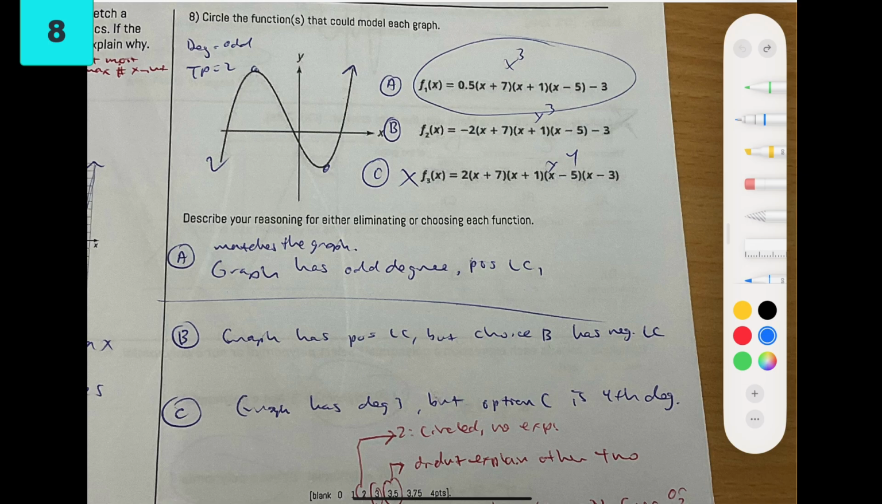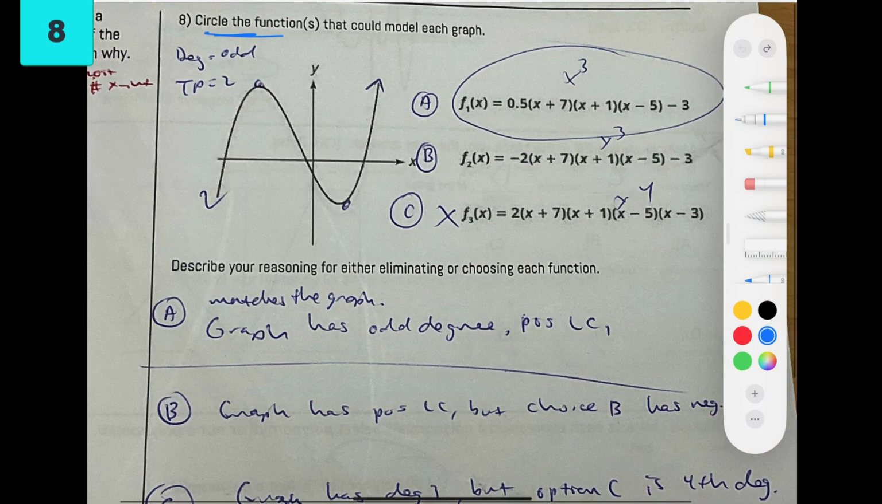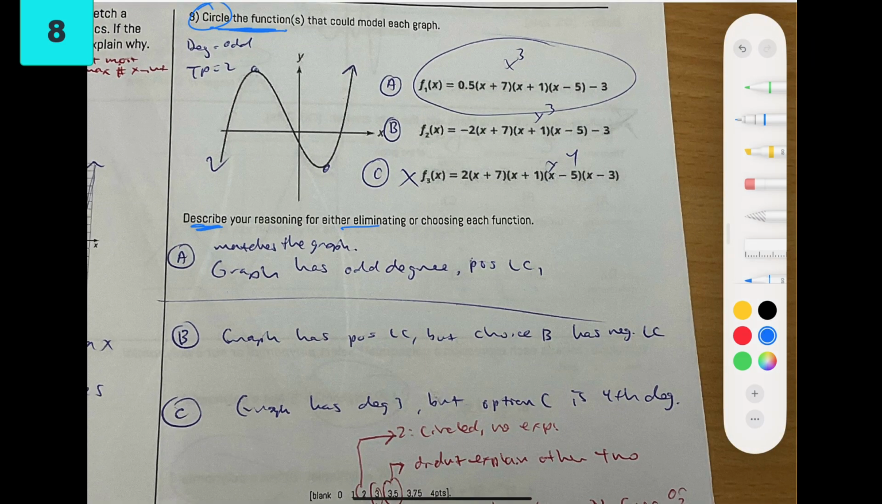All right, question number 8 tells you to circle the functions. Which one is the correct answer? After you circle it, then you have to describe both eliminating and choosing. Okay, let's do the first one.